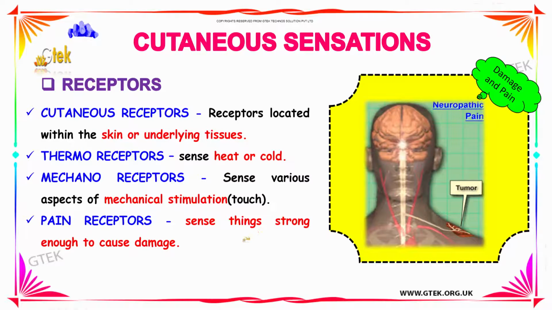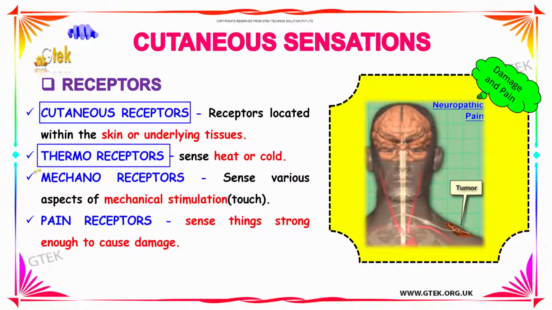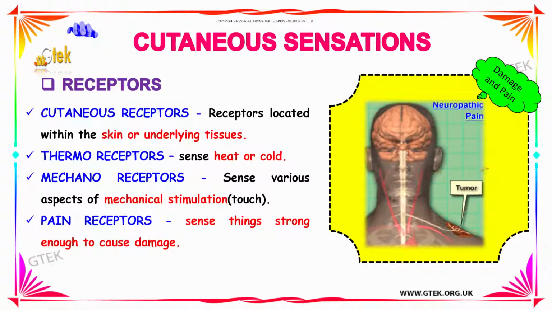Cutaneous sensations. Cutaneous sensations are identified by the receptors such as cutaneous receptors, thermoreceptors, mechanoreceptors and pain receptors. The cutaneous receptors are the receptors that are located inside your skin or underlying tissues.